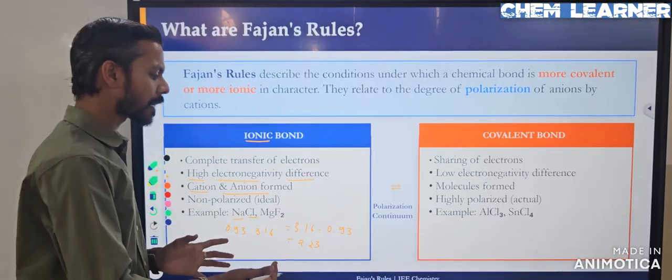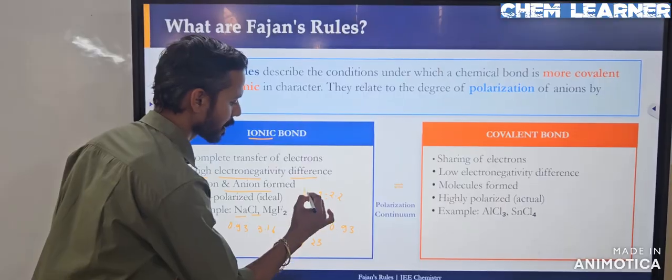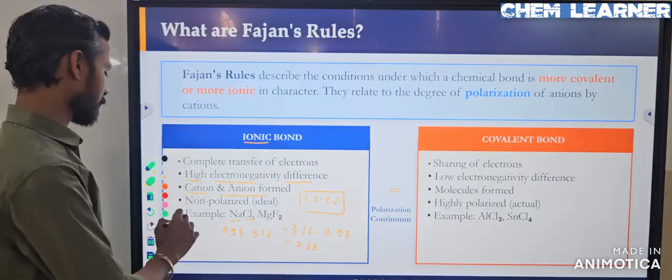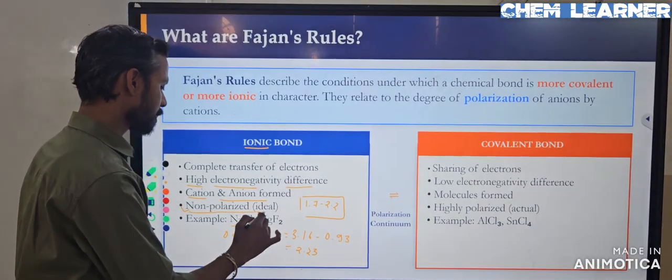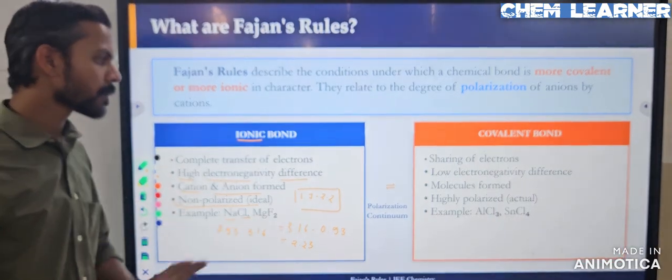If the electronegativity difference is between 1.7 to 2.2, then the bond is termed a pure ionic bond. So our third point is the non-polarized bond. The bond will be completely ionic.